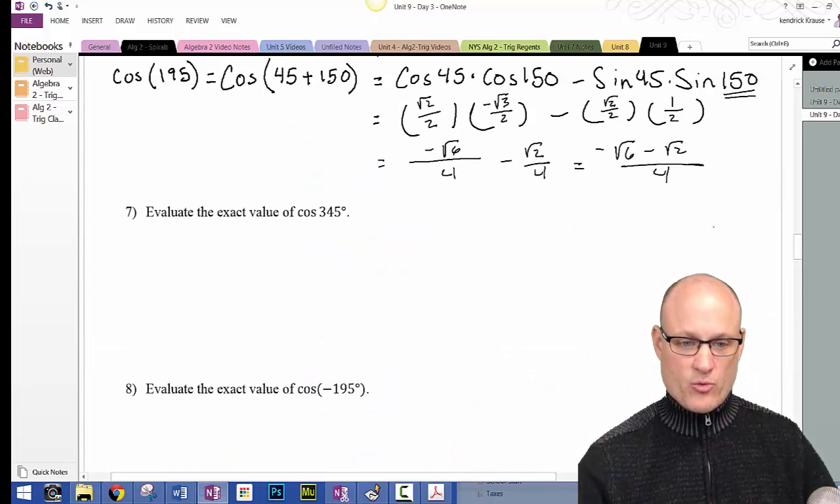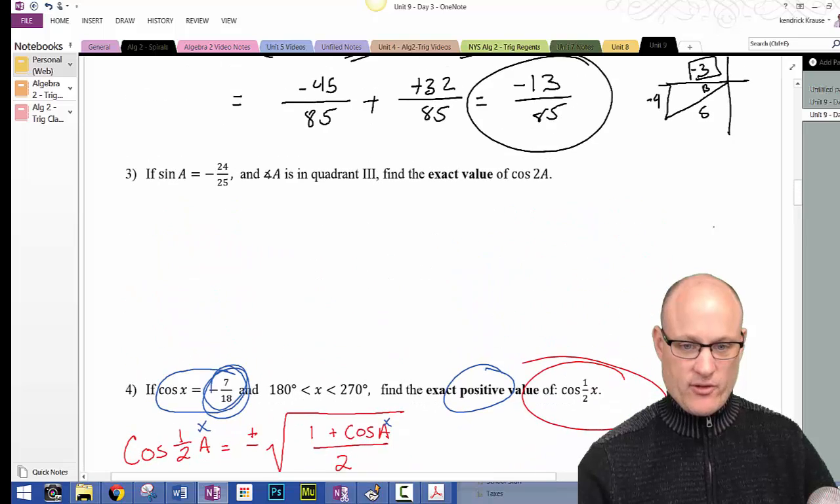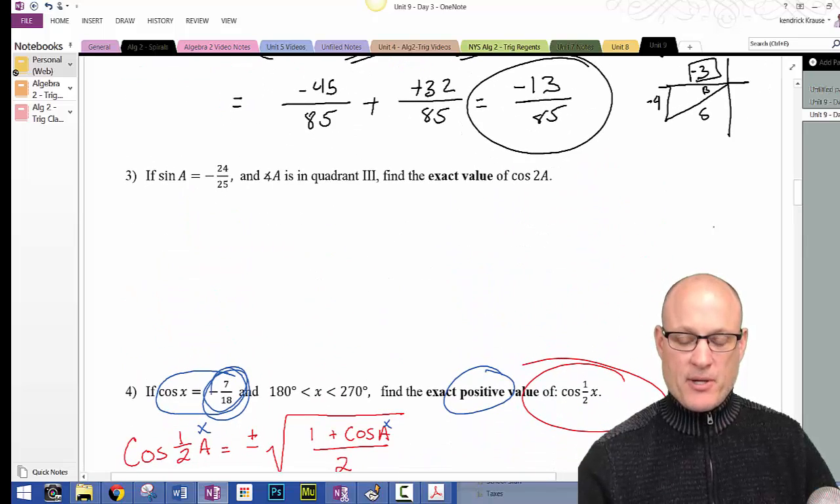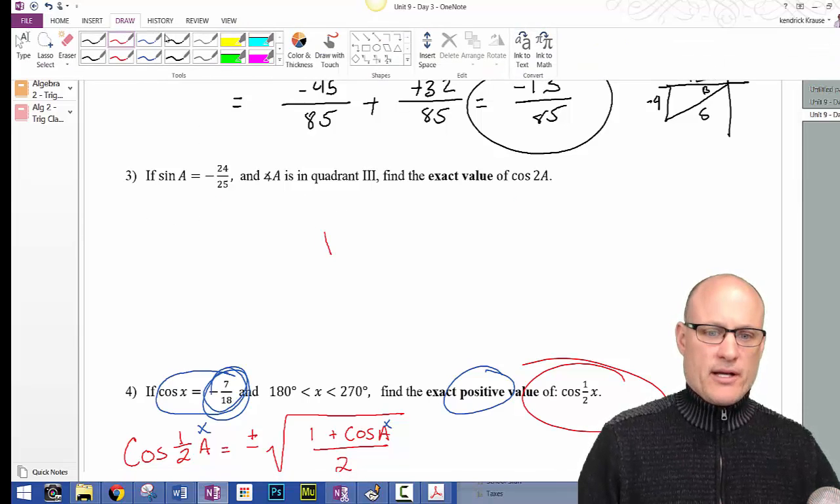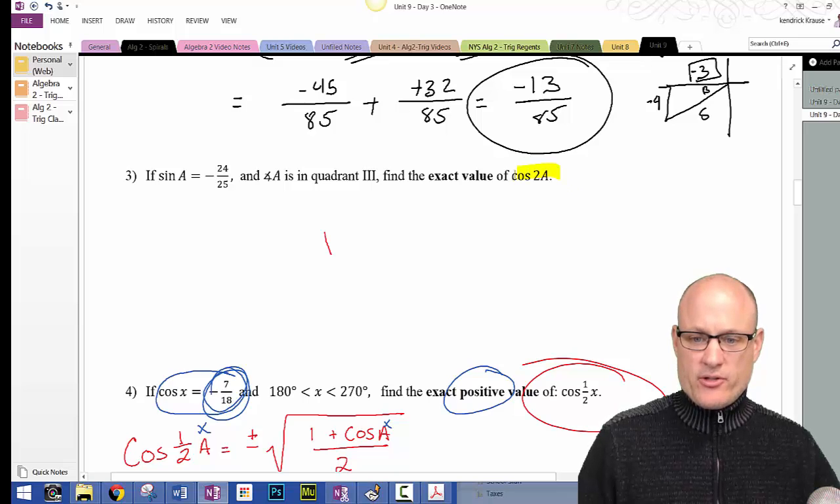Problem number 3. Back to the front page. Yes, this is fun. All right. Now, I picked these last because our double angle formulas are a little bit crazy. Double angle formulas right here. Now you know you're gonna use a double angle formula because it says cosine of 2a.